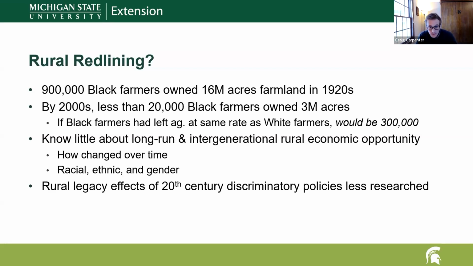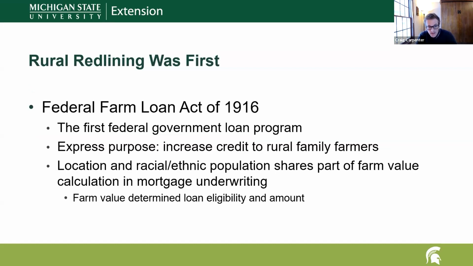This area is definitely less researched, but we do know that rural redlining actually happened first. The Federal Farm Loan Act in 1916 was the first direct federal loan program, and its goal was similar to the housing programs, to increase credit to rural family farmers. But again, just like I mentioned with the HOLC maps, the way they appraised farm value and loan eligibility and the amount of that loan was based in part explicitly on racial and ethnic population shares in those rural areas. So they don't have the maps.